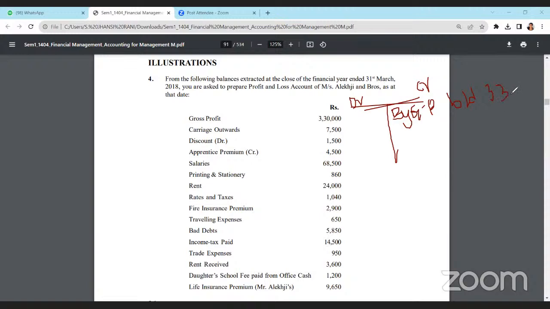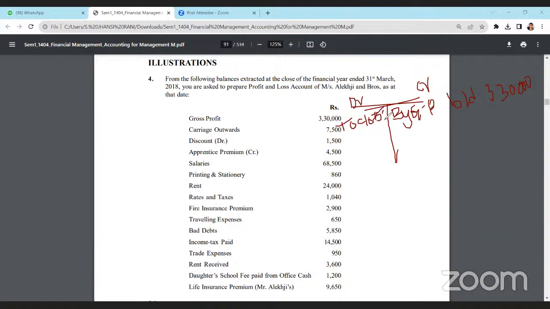They given us here carriage outwards. Yesterday I said carriage outwards means any transportation charges that are related to sales. Our customer has purchased from us, and the expenses which are related means I have to send my goods to their place. So some auto or some transportation are required. So it is nothing but an expenditure. So all expenses will be written on the debit side. Here I write to carriage outwards, and the amount is 7,500.